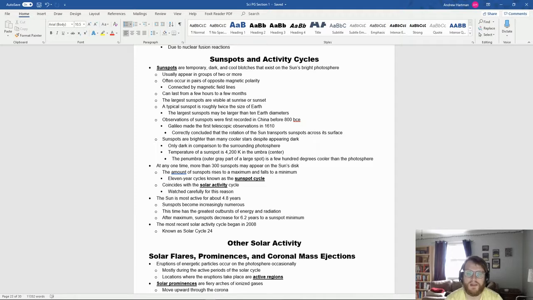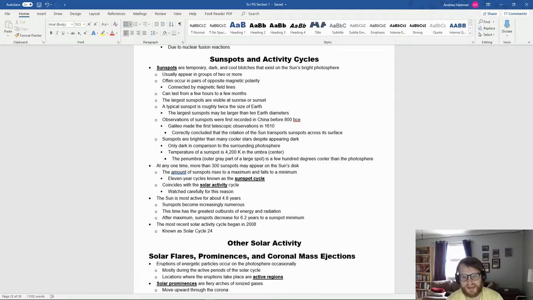The first observations of sunspots were recorded in China before 800 BCE, which actually clicks along with the idea that if you can see it at sunrise or sunset, it's probably quite early on in astronomical history. Galileo made the first telescopic observations of sunspots in 1610, and he also correctly concluded that the rotation of the sun transports sunspots across its surface.